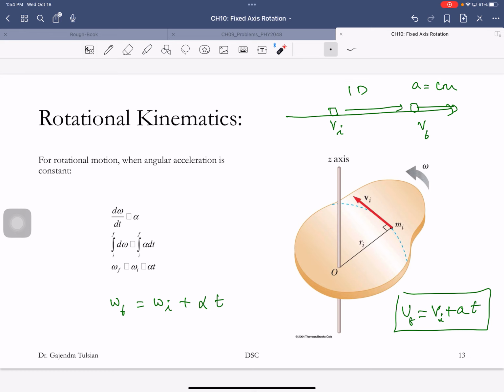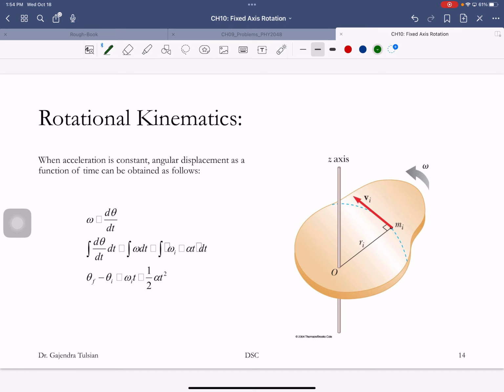So this formula is valid when acceleration is constant, just like this was valid when acceleration was constant. So for constant acceleration, final angular velocity is initial angular velocity plus alpha times t.